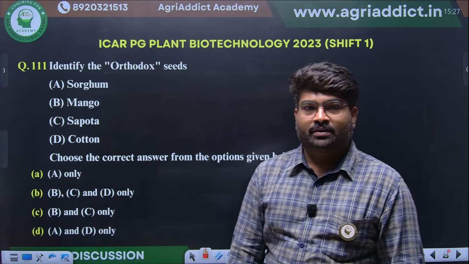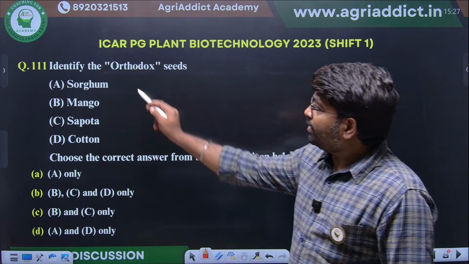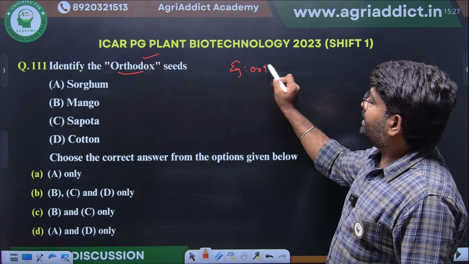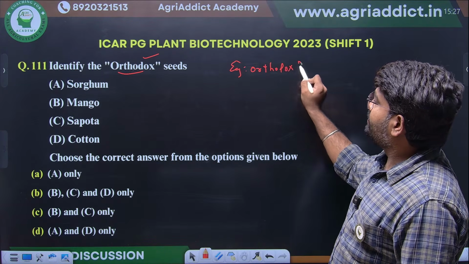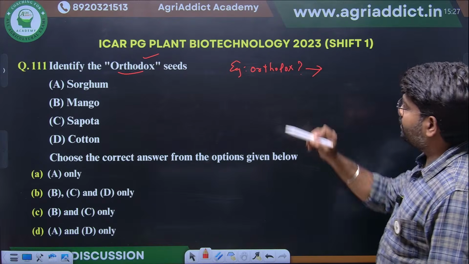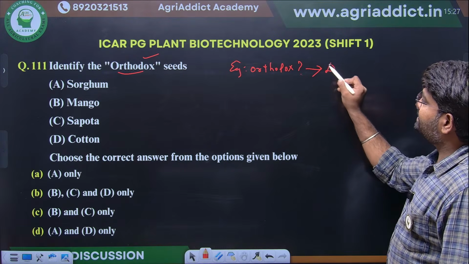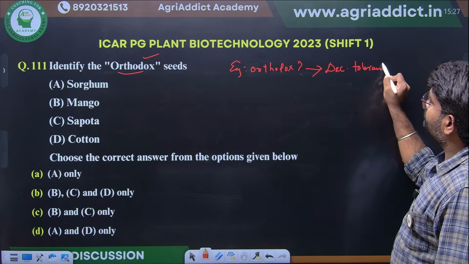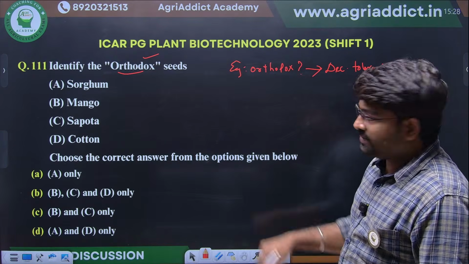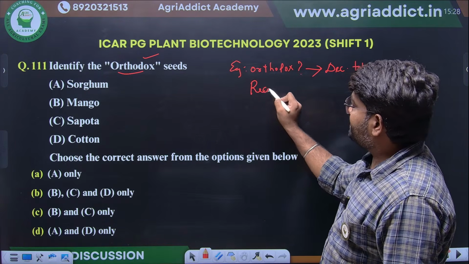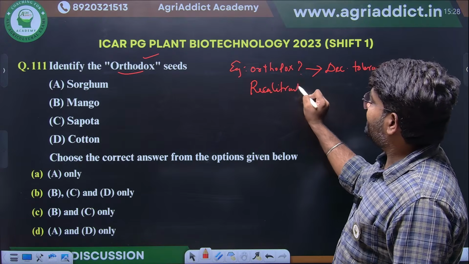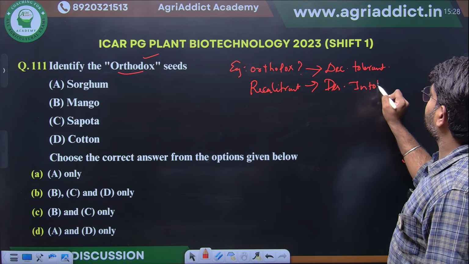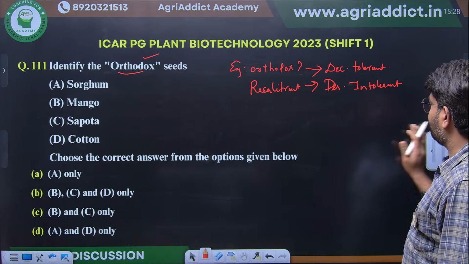Okay, clear. Identify the orthodox seed. See, they are asking for an example of orthodox seed. First, we have to know what is meant by orthodox seed. It's a desiccation tolerant seed. Another term is recalcitrant. This is desiccation intolerant. So, desiccation tolerant and desiccation intolerant.